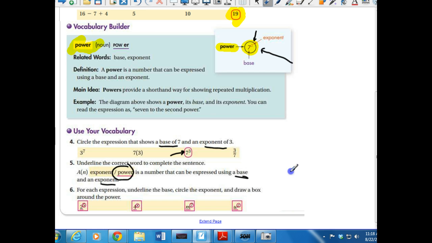And then number 6 says underline the base, circle the exponent, draw a box around the power. And they did that on each one. They put the underline under the 2. They said underline the base, box around the whole thing, circle the 2. So go ahead and get that in your notes and then go to page 2. And we will do that next. Page 2.